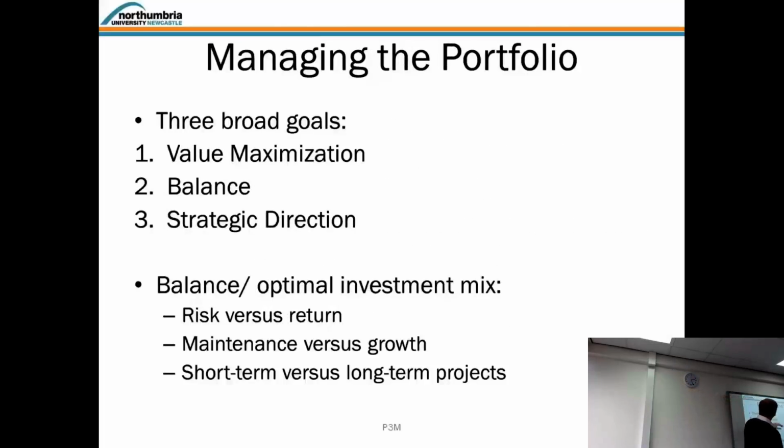So managing a portfolio, we have three broad goals. One is value maximization. One is the balancing, and actually here we can jump. Balanced optimal investment is often the idea if companies approach portfolios. You don't have to use it for that, right? If they use it for investment, then it often relates to risk versus return, maintenance versus growth, short-term versus long-term.